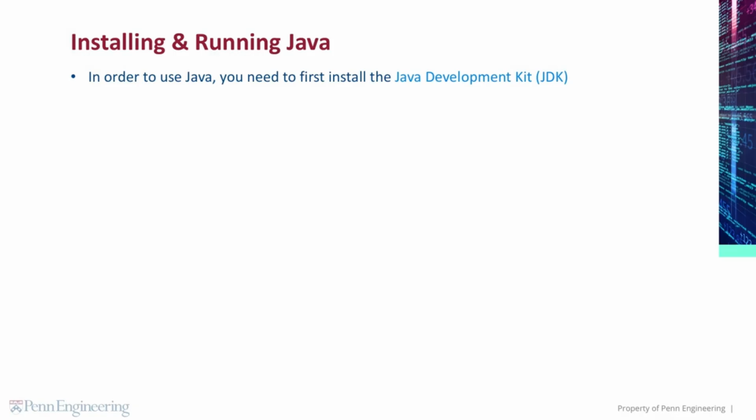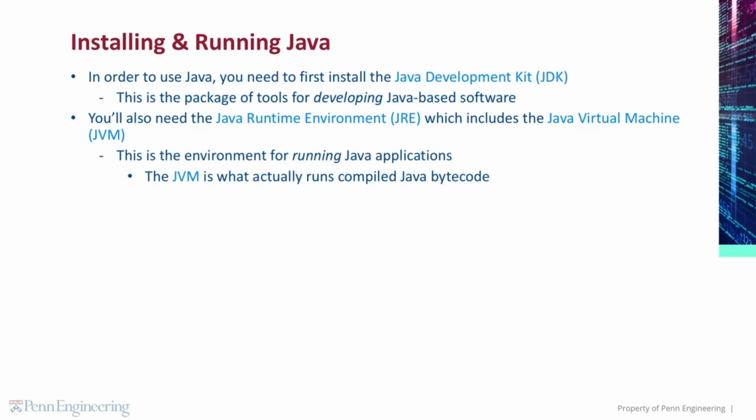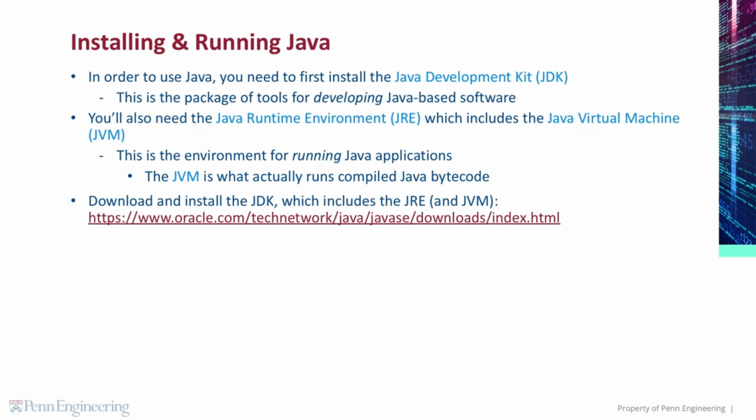In order to use Java, you need to first install the Java Development Kit, or JDK. This is the package of tools for developing Java-based software. You'll also need the Java Runtime Environment, or JRE, which includes the Java Virtual Machine, or JVM. This is the environment for running Java applications. The JVM is what actually runs compiled Java bytecode. Go here to download and install the JDK, which includes the JRE and JVM.